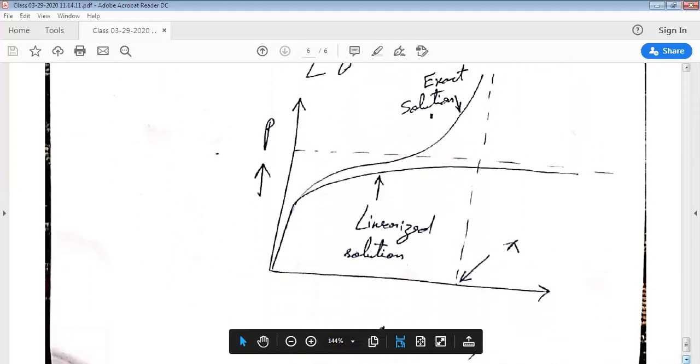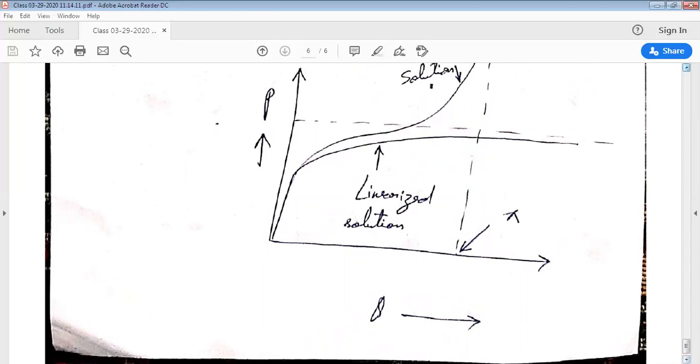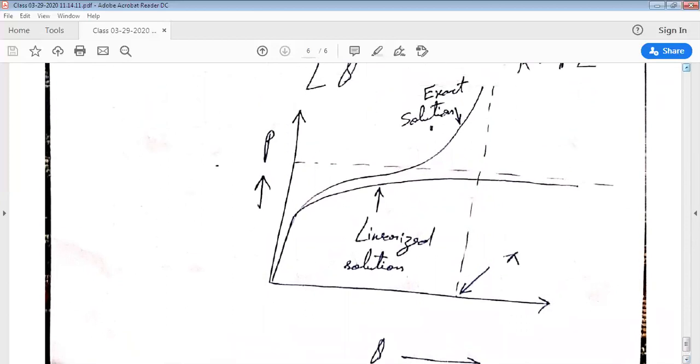So if we plot a graph using these two expressions, keeping on the y-axis capital P and on the x-axis theta, we see the graphs for the exact solution and for the linearized solution are as shown in this graph. You can see when theta is small, the graph of the exact solution and the graph of the linearized solution overlap each other. But when theta becomes large, there is a difference between the two solutions.